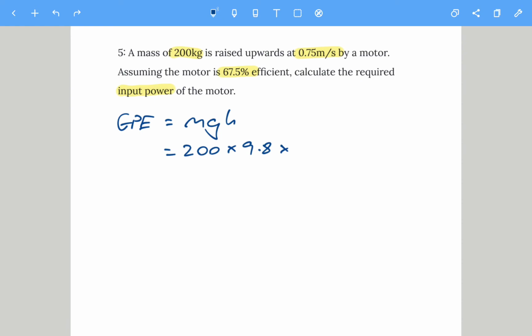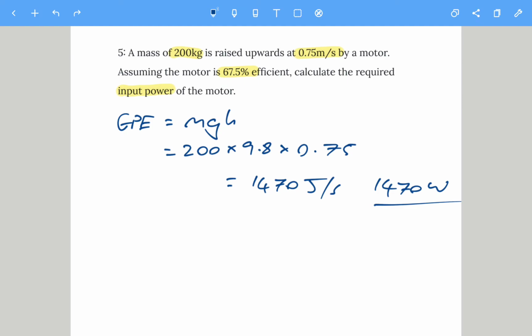Now we're going to do the height for a single second. So it goes 0.75 meters per second. So we can say that in 1 second, the amount of gravitational potential energy gained is equal to that. So if you put that in your calculator, that means it's taking 1,470 joules per second. You could have even written 1,470 watts if you wanted to. Well, we need that actually because we want input power. So there we go. That's the amount of power required for lifting the mass.